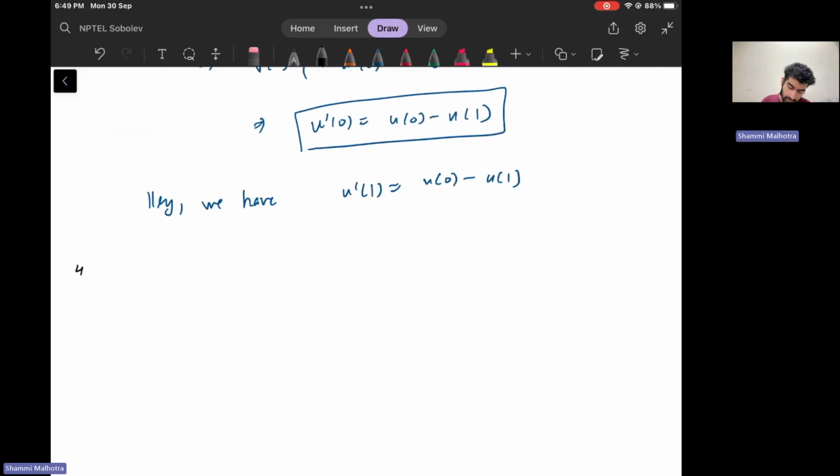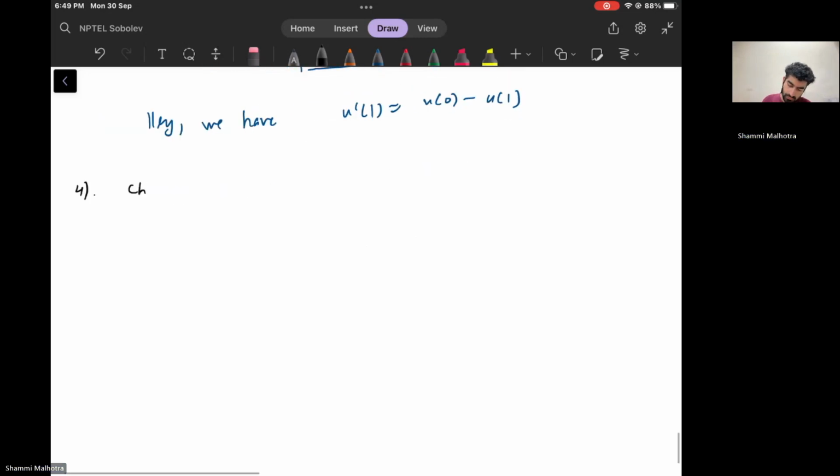So next part is we have to check that T is self-adjoint and compact.